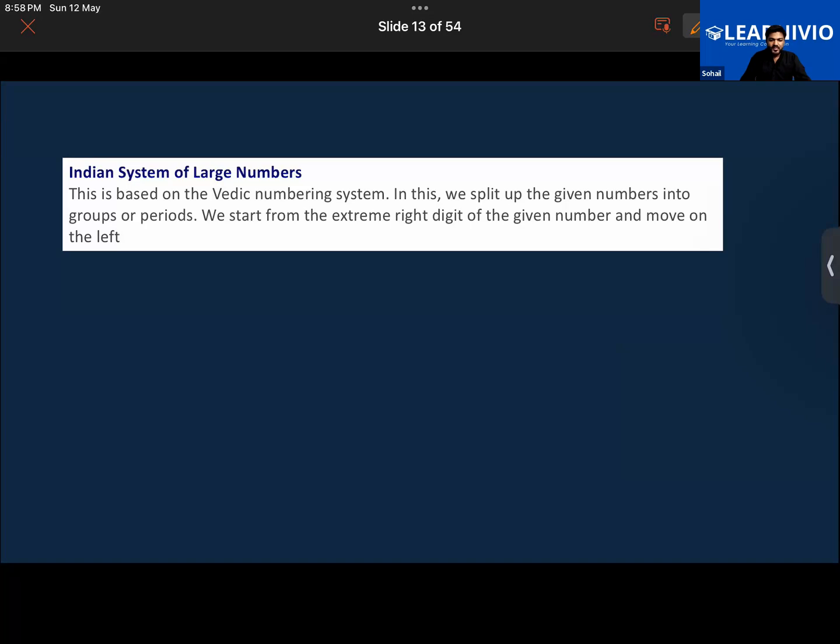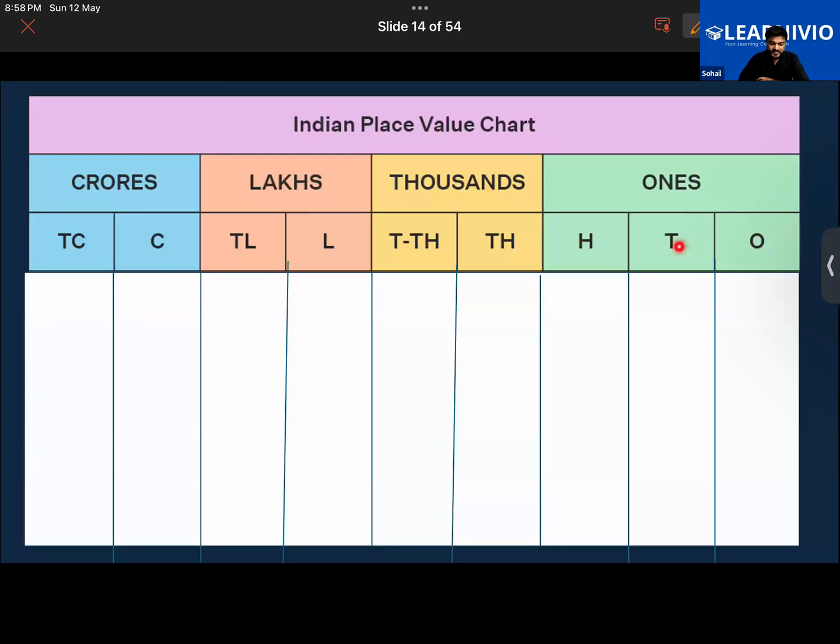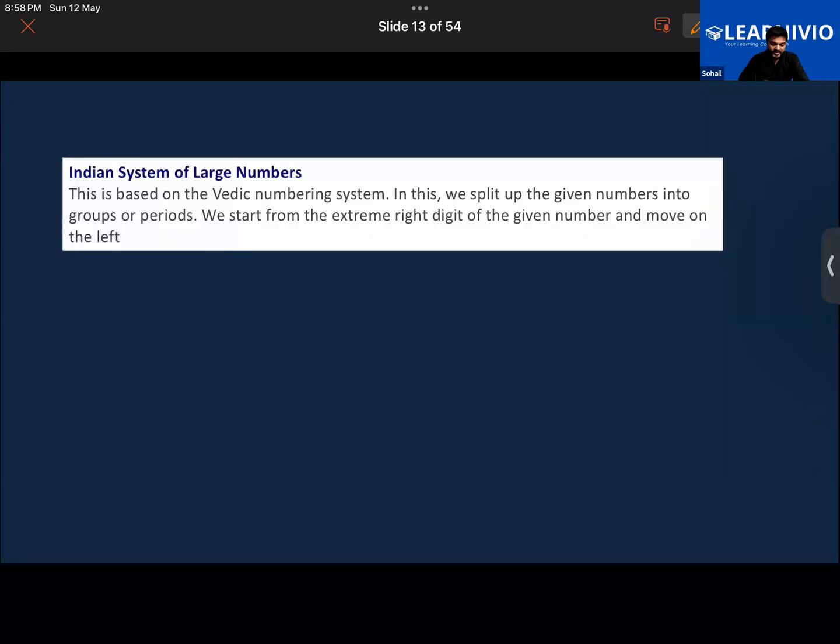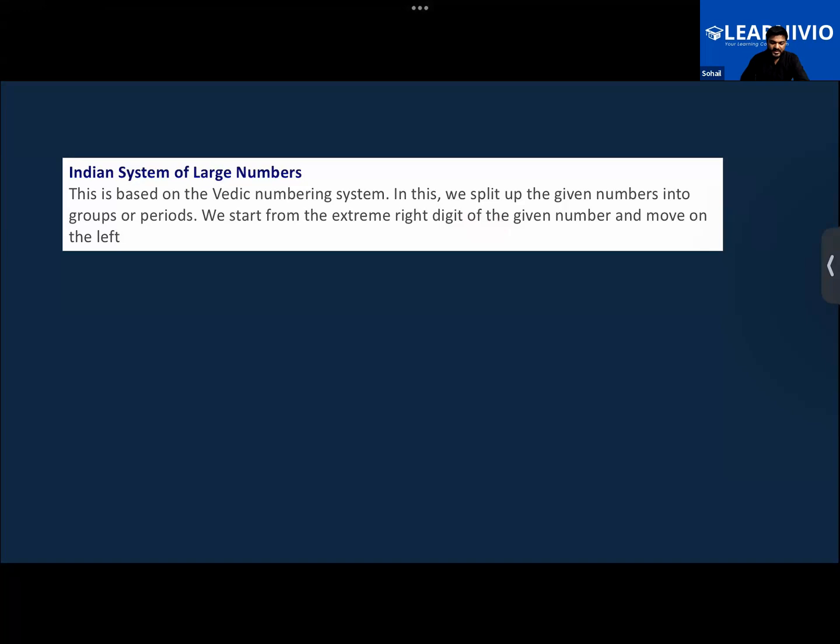You can understand it in this manner. It's an old Indian mathematical system of numbering the numbers. In this, we split the given numbers into different groups. Like here, you will see that the numbers are split into different groups. There are a total of 4 groups called ones, thousands, lakhs, and crores. Each group is called a period. And we start from the extreme right digit of the given number and keep moving towards the left.